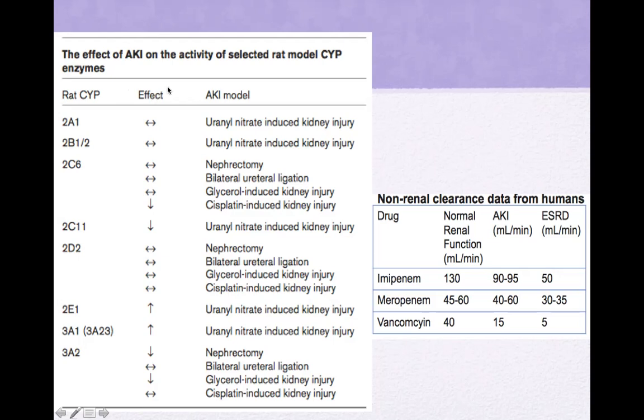If you observe here, in the animal models with AKI, they have observed the effect of AKI on the cytochrome P450 subenzymes. For certain enzymes the activity is increased, for certain there is no change, and for certain enzymes the activity is decreased. If you look at the 3A1 subunit, the activity is increased, suggesting that drugs which undergo metabolism through this particular isoenzyme are excreted more rapidly compared to patients without AKI. But this is not true in clinical practice.